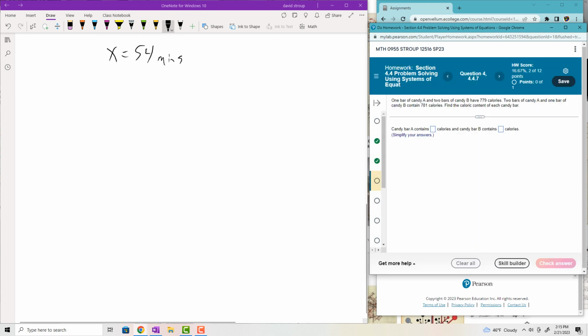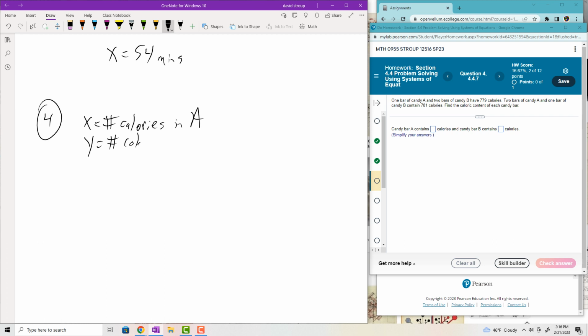Okay, this is the candy bar calorie type. So 1 bar of candy A and 2 bars of candy B have 779 calories. 2 bars of candy A and 1 bar of candy B have 781 calories. Find the caloric content of each candy bar. So this is problem 4. We'll say x is the number of calories in bar A, and then y be the number of calories in bar B.